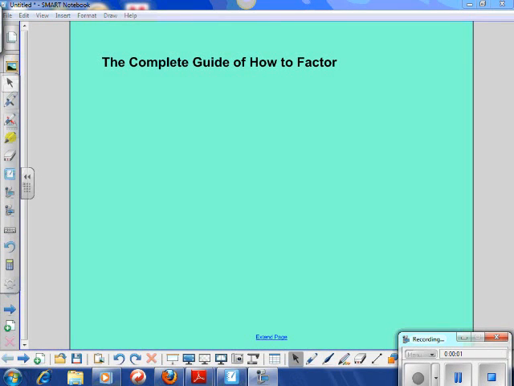Okay, this is how to factor out any type of problem that you're going to have in Algebra 1. So the first thing you're going to do is look at what all the terms have in common, also known as your GCF. Now, we've already done factoring out, but in reverse form.